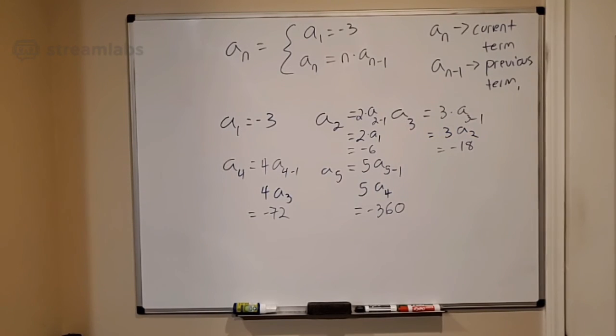Does everybody see how that works out? That's very big, very fast. It does get very big, very fast, which is why they only ask for like the first 5 terms.